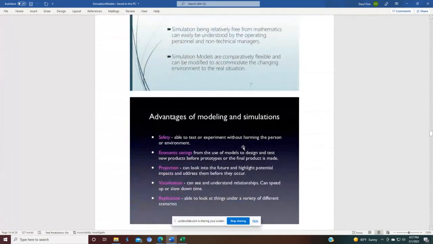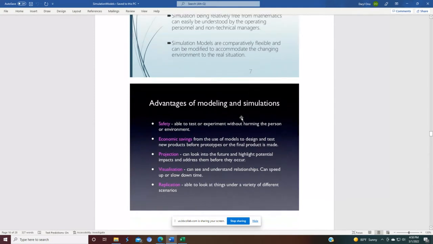Okay, what are some of the advantages of simulation? When it's programmed correctly, okay, it's free from going out there and doing the math. The computer will do that for you. Simulation models are pretty flexible, and they can be easily, well, maybe not easily, but they can be modified to changing situations.